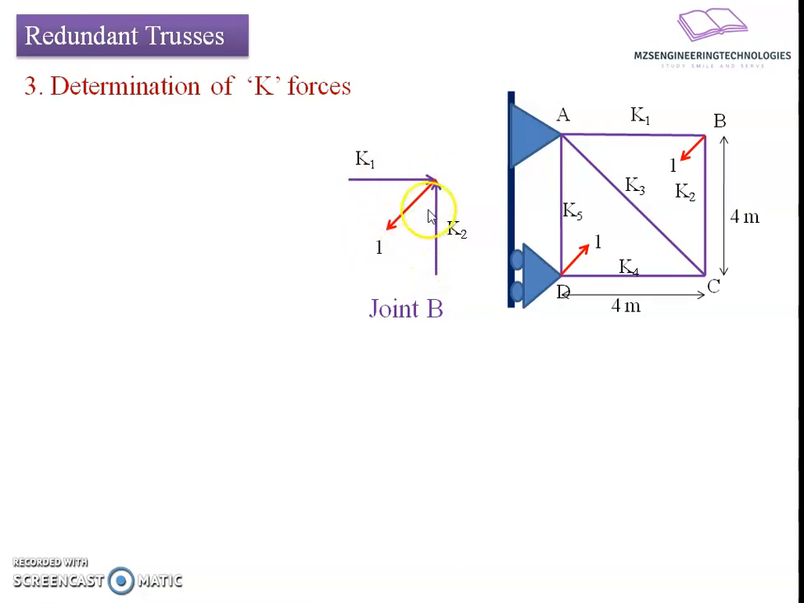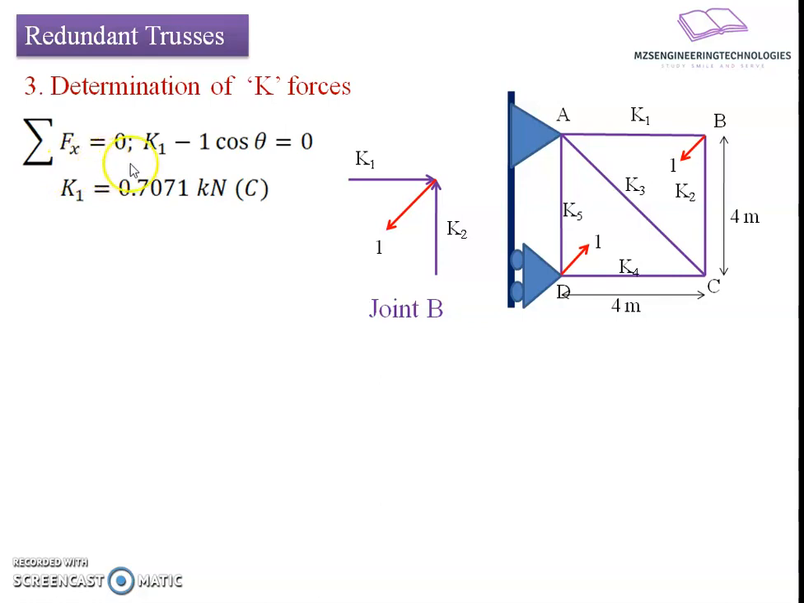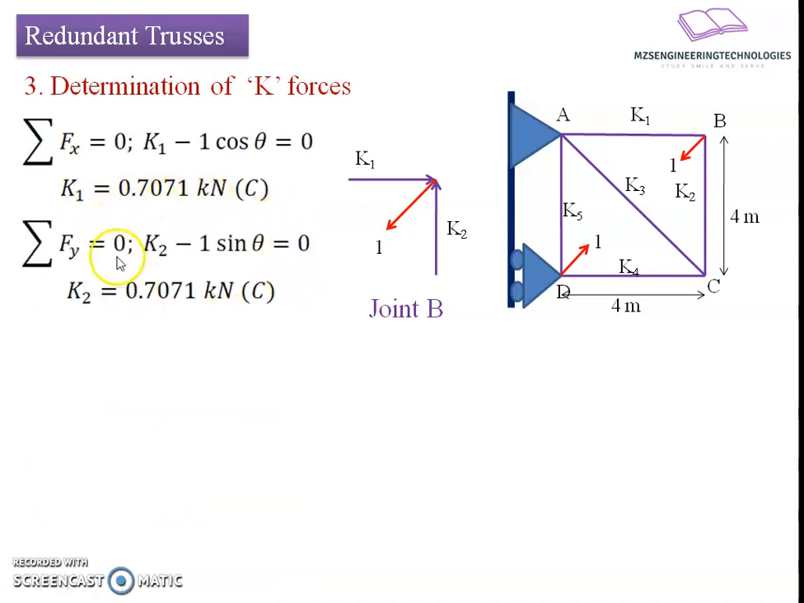If I move to joint B and write the static equilibrium equation, it will be summation of Fx equals 0, K1 minus 1 cos theta, where K1 is the member force AB, the member force contribution under the unit load effect. The minus 1 cos component comes since this component will move to the left-hand side. That's why K1 comes to be 0.7071 kilonewton, compressive in nature. Summation of Fy equals 0 results in the relation K2 minus 1 sine theta equals 0, resulting in K2 value of 0.7071 kilonewton, compression in nature.